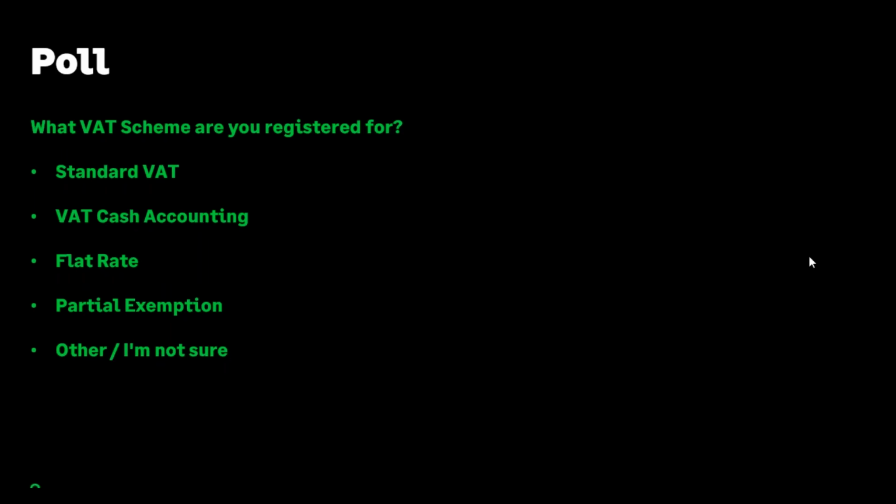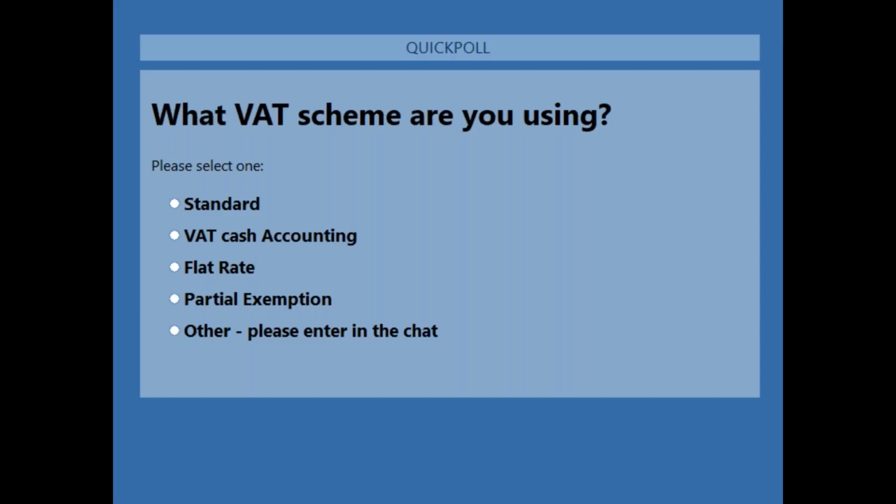Okay, so first of all, I am just going to pop a poll across then. I do just want to find out from you what VAT scheme you're using. So that poll should be appearing any second on your screen, just asking you what VAT scheme you're currently on. Now there is a little bit of a delay on the poll, so we'll just wait a moment for your responses to come across. Give it a moment or two. Okay, got them starting to come through there.